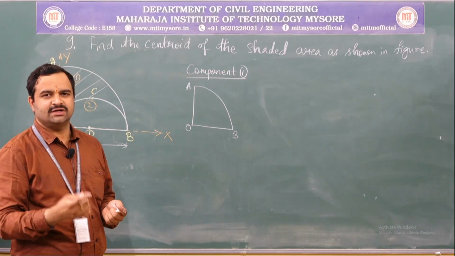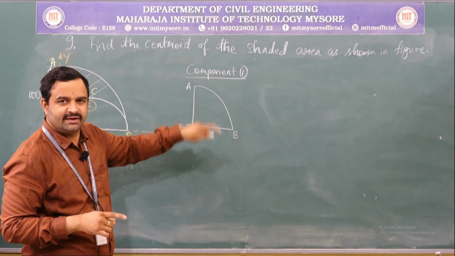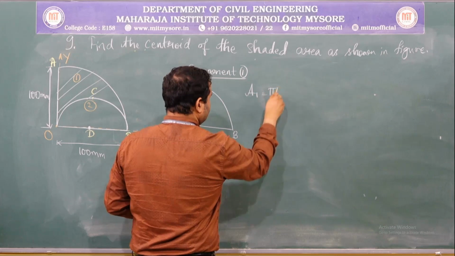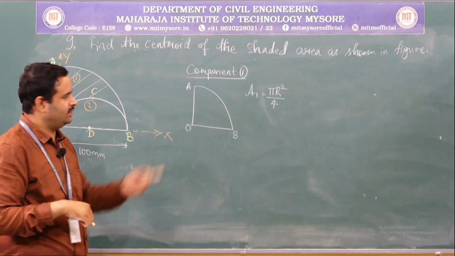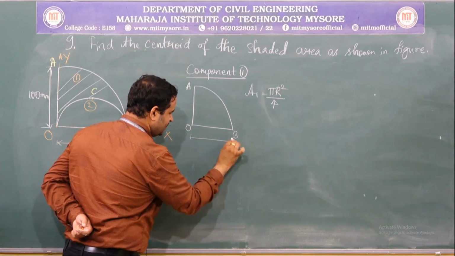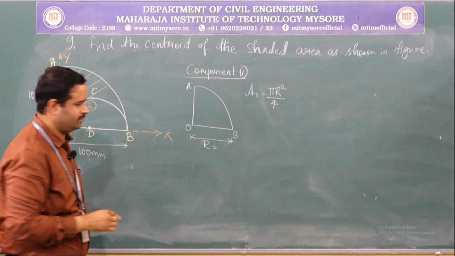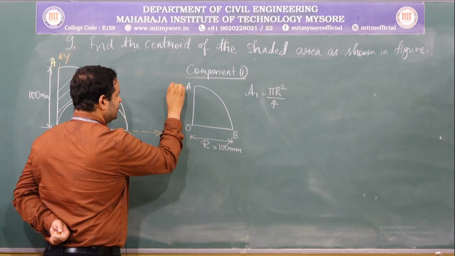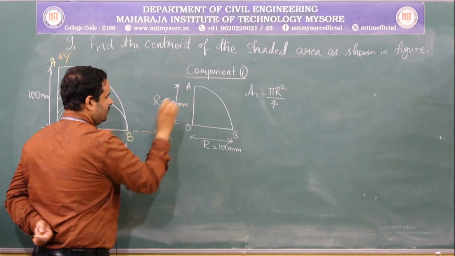The area of a semicircle is half of the area of the circle. The area of a quadrant of a circle will be half of the area of the semicircle, that is pi r square by 2 divided by 2, which equals pi r square by 4. What is r equal to? This is the radius r, which is given as 100 mm. Again the same thing is given here as well, which is nothing but the radius, 100 mm.